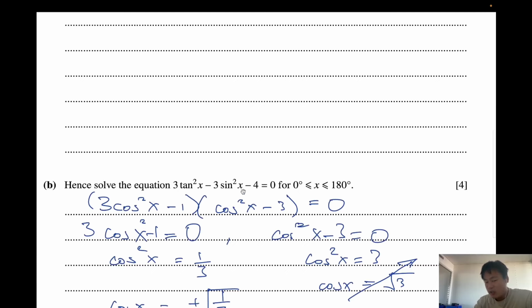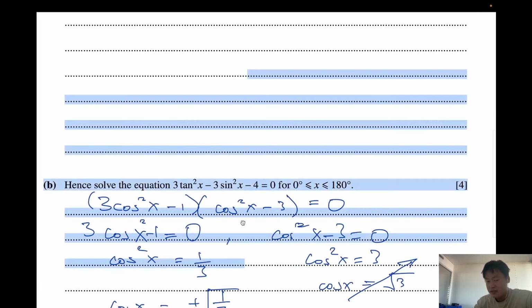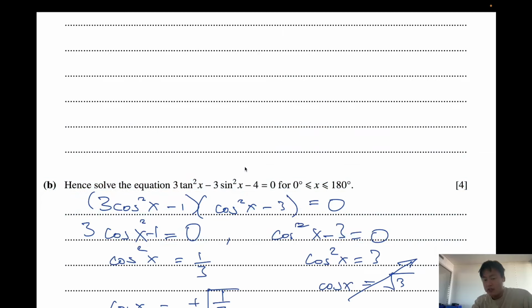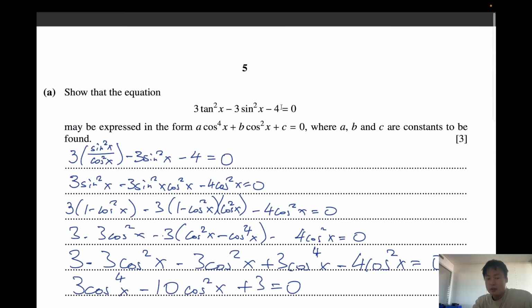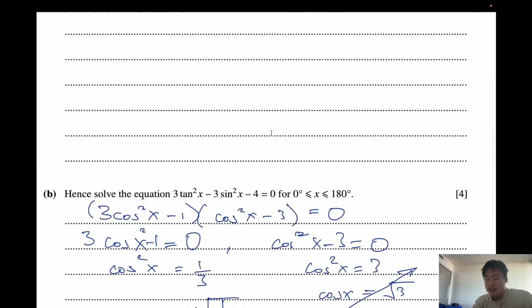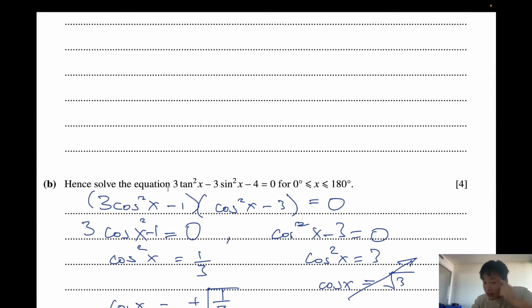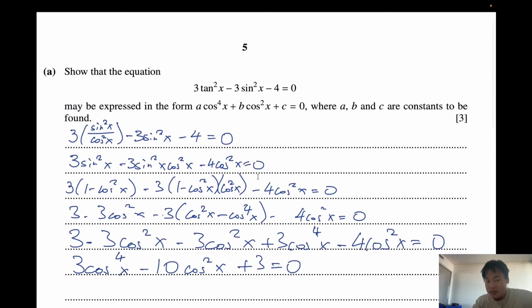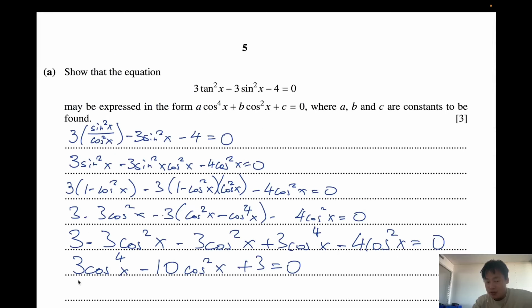When they say hence solve the equation, this equation looks messy, except you realize this is the same thing as what? They already told you over here. Solving this equation is the same thing as, notice how this equation was rewritten into this cosine? We have the exact same expression, isn't it? Meaning you realize solving this 3 tan squared minus 3 sine whatever is the same as solving what? This cos expression, which is what you have over here.